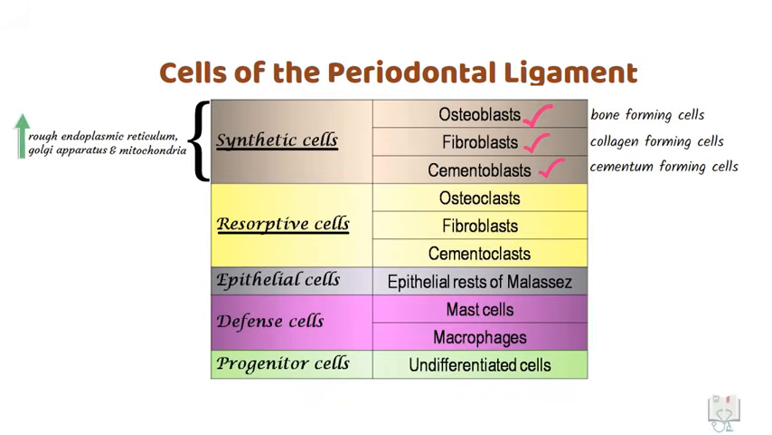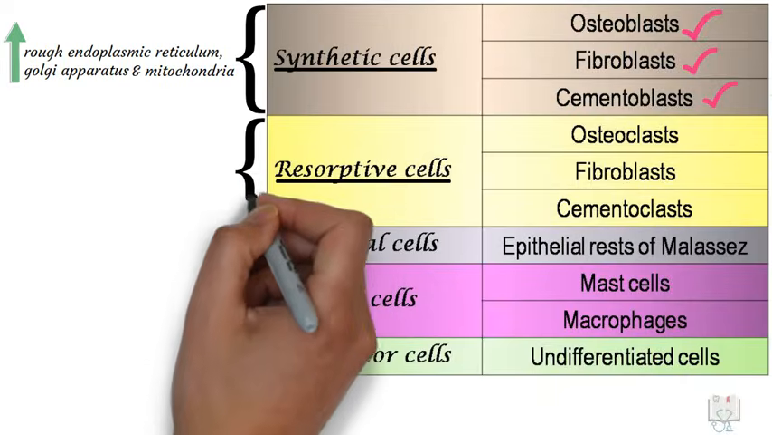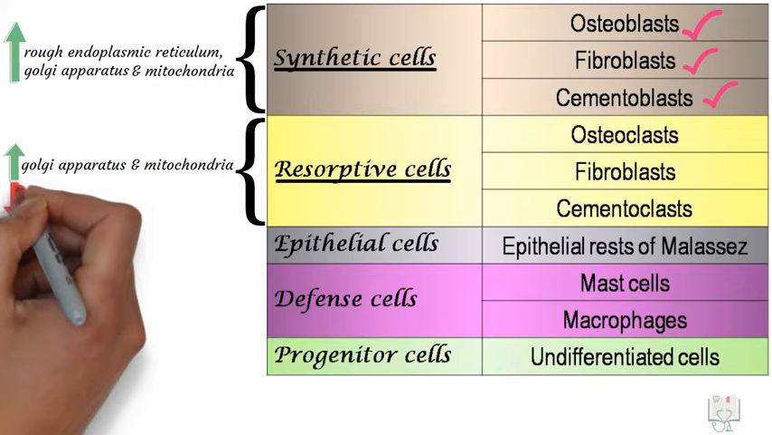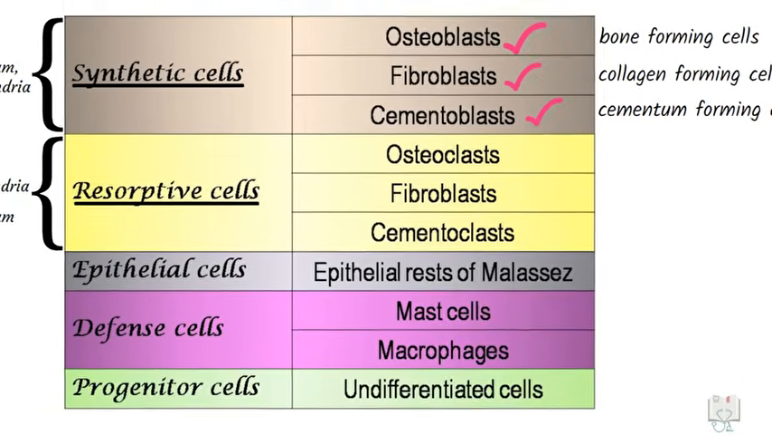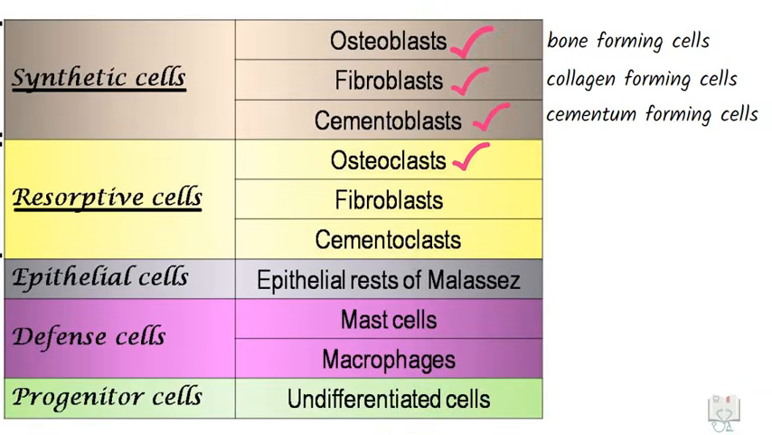Now coming to resorptive cells. They have numerous mitochondria and Golgi apparatus but fewer rough endoplasmic reticulum. Osteoclasts. Osteoclasts are the bone resorbing cells which develop from monocytes.